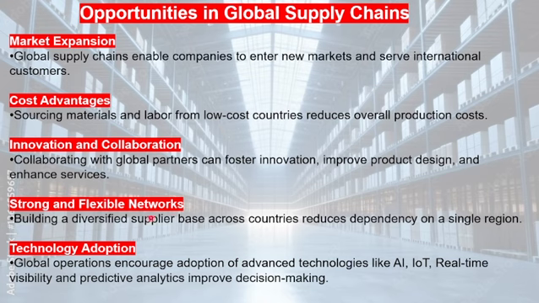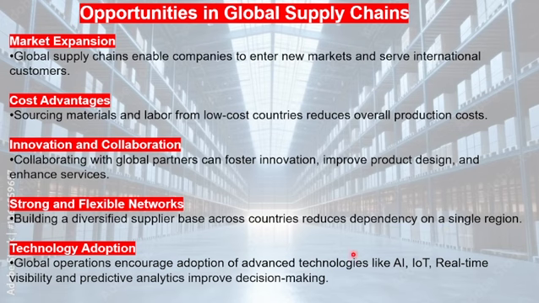Now talking about the strong and flexible network. Building a diversified supplier base across countries reduces dependency on a single region. If you are just buying one product from one country, maybe due to any mishap with that country, or any war in that country, your supply is discontinued. That means you're depending on one country or one supplier. So a strong and flexible network, building a diversified supply base across countries, reduces dependency on a single region.